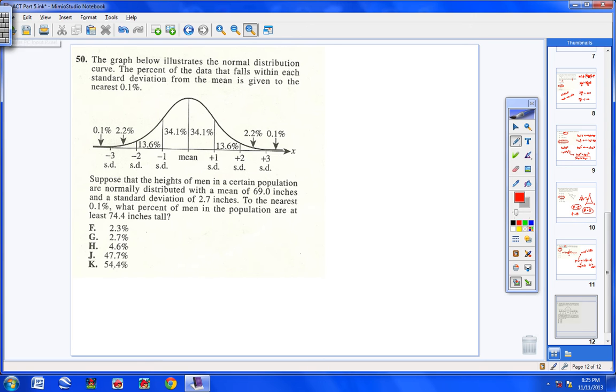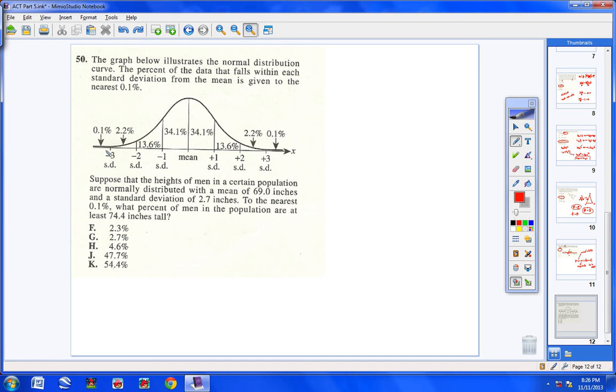Okay, let's see. Let me get my pen working here. Okay, suppose that the heights of men in a certain population are normally distributed. That means we're going to use the normal distribution curve. So we're going to use this curve here, and we know that because it says the heights of men are normally distributed with a mean of 69 inches. So that means the average, or the mean, is 69 inches.